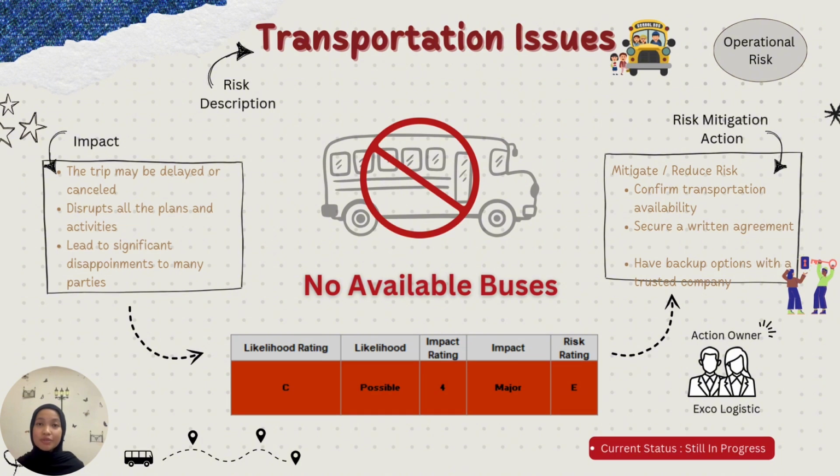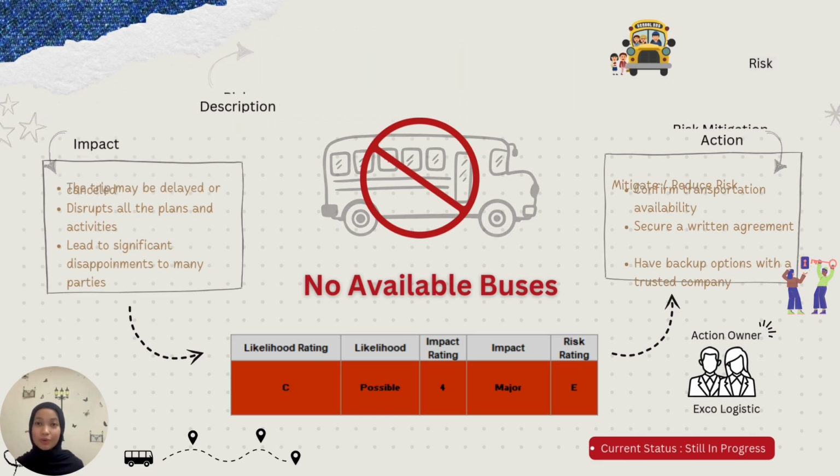As a result, the risk mitigation action that can be taken is to confirm transportation availability and have a backup option with a trusted and reliable transportation provider.